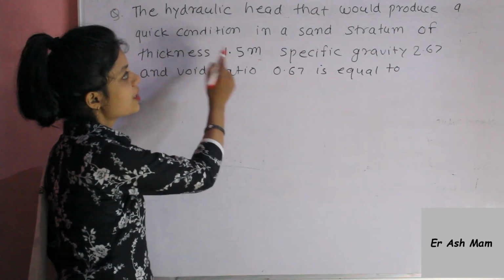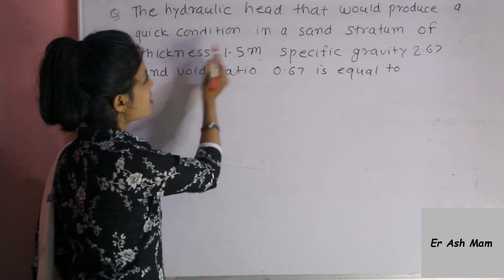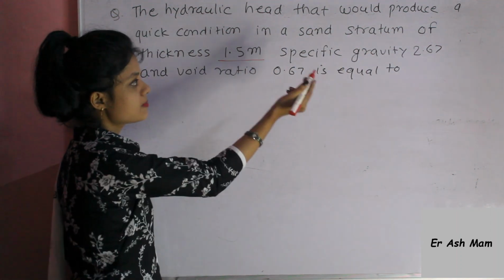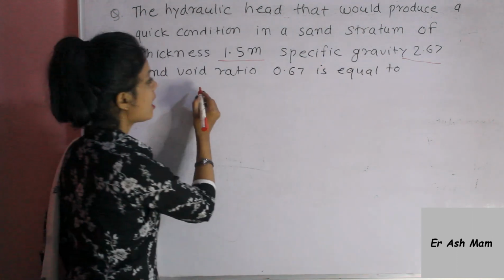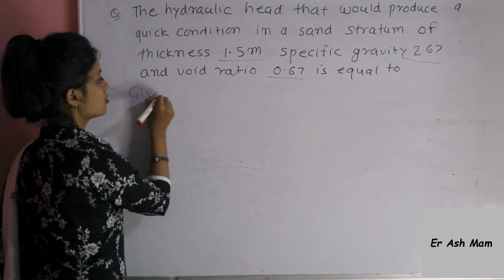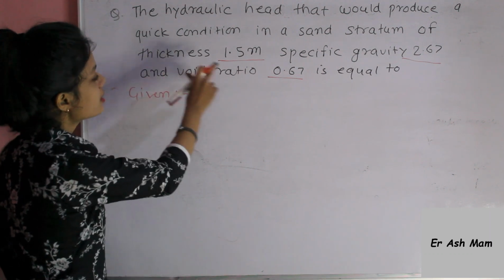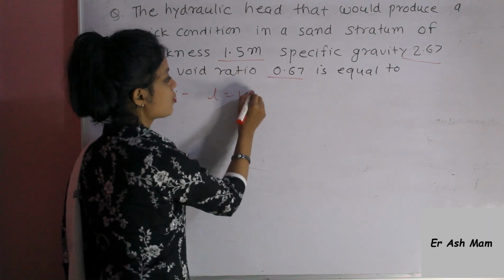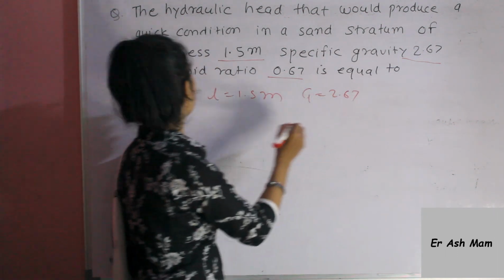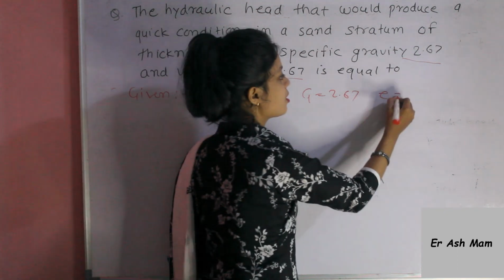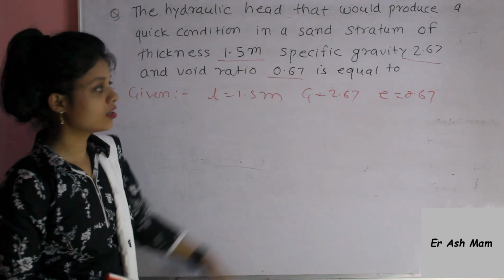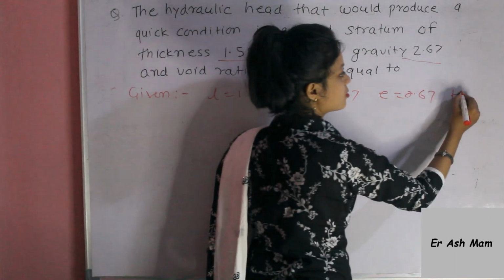Next numerical. The hydraulic head that would produce quick condition in sand stratum of thickness 1.5 meter, specific gravity 2.67 and void ratio 0.67 is equal to. What is given? Thickness, that is length, equal to 1.5 meter, specific gravity G is 2.67 and void ratio equal to 0.67. We have to find hydraulic head H.